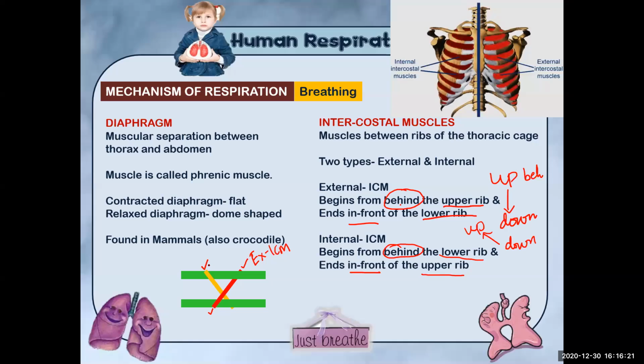The one which I have drawn in yellow is behind the lower rib and in front of the upper rib. So this is internal intercostal muscle. Now I have just drawn one line, but actually it is not like this. This entire thing is filled like this. So imagine this entire space will be filled, going from behind and coming forward. See how the muscles are present completely between the two layers. This is just the direction that I wanted you to see.